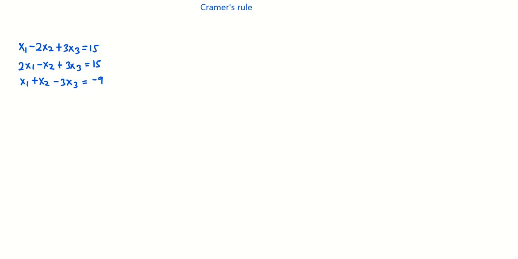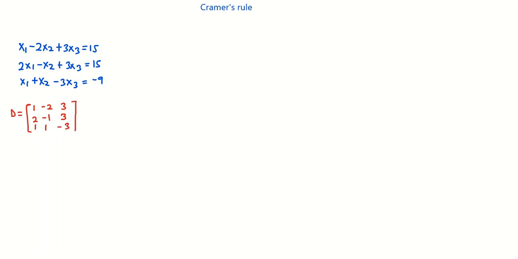So you know that with Cramer's rule, you are going to generate some matrices and then find the determinant of those matrices, right? So you are going to do the same thing here. You're going to have the first matrix, which will be matrix D. For matrix D, that will be the coefficient matrix. You're going to have 1, minus 2, and 3. Then 2, minus 1, and 3. And then 1, 1, minus 3.